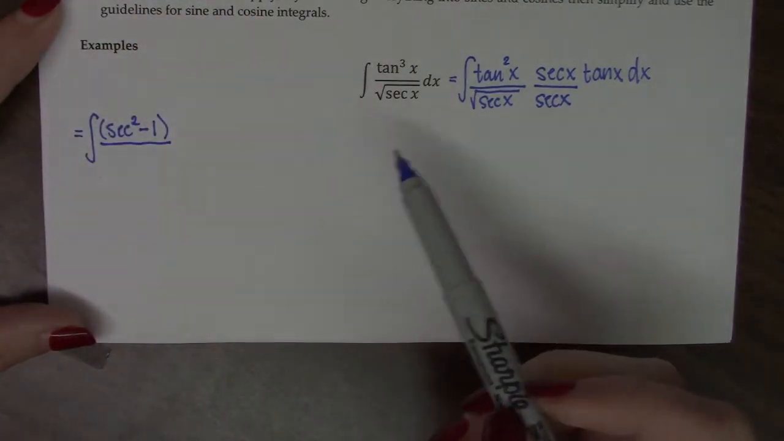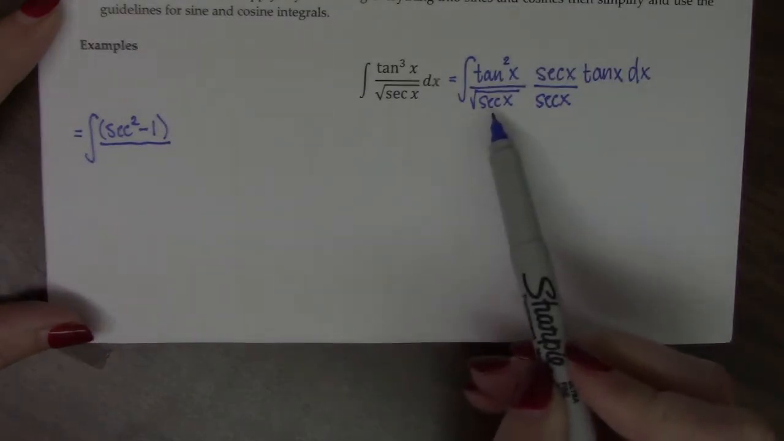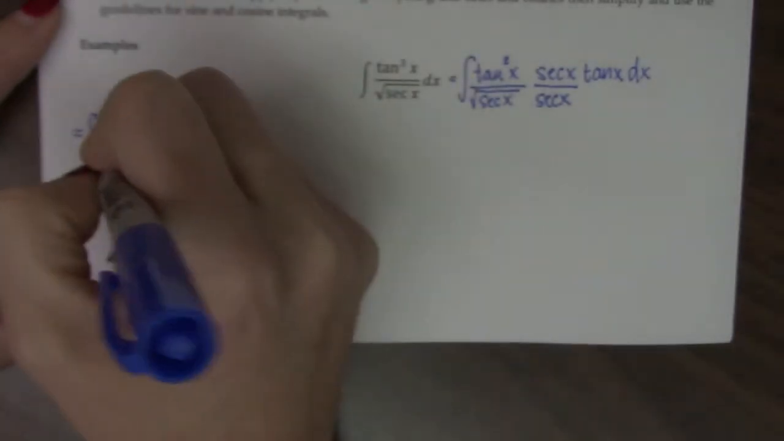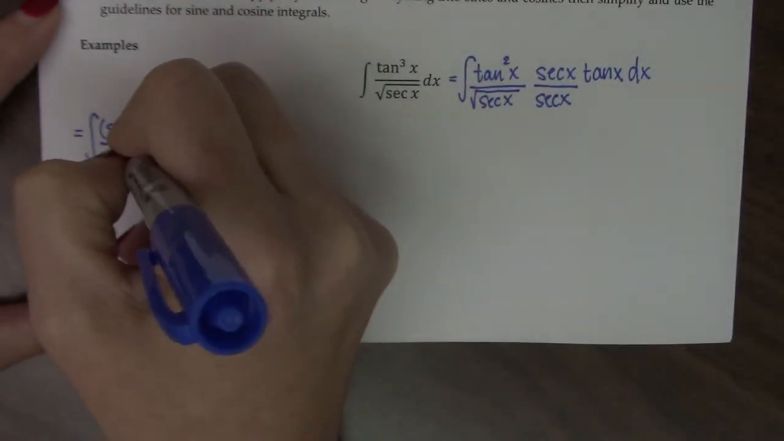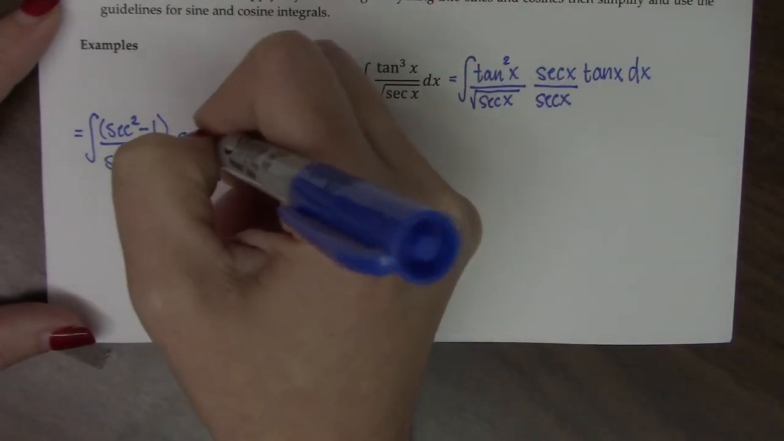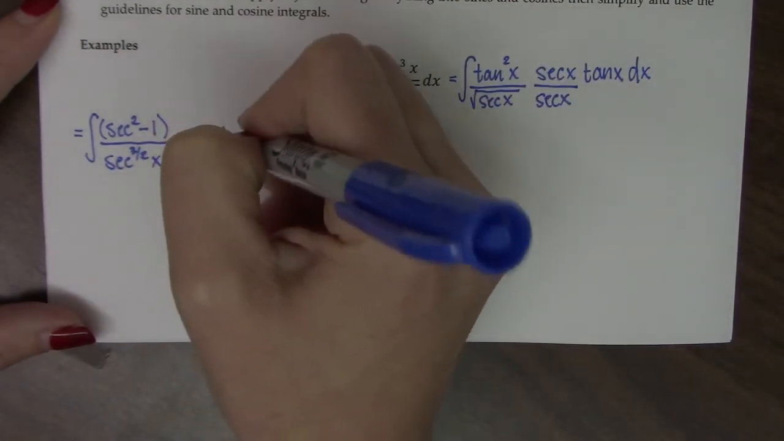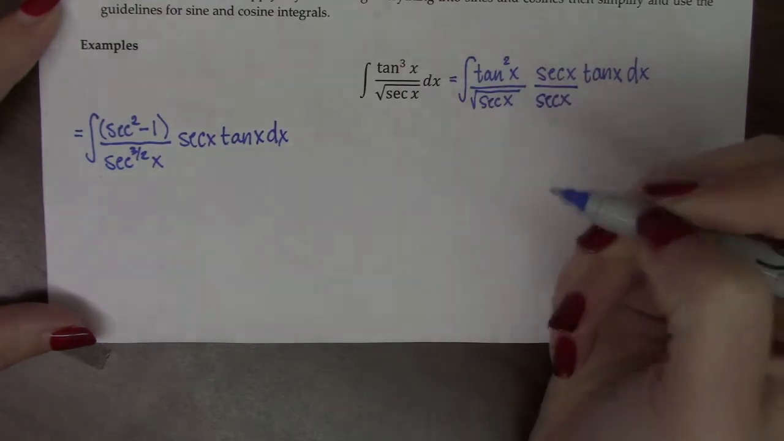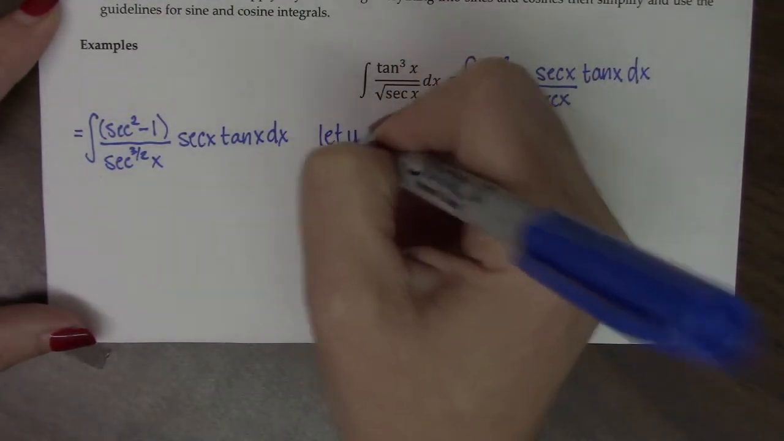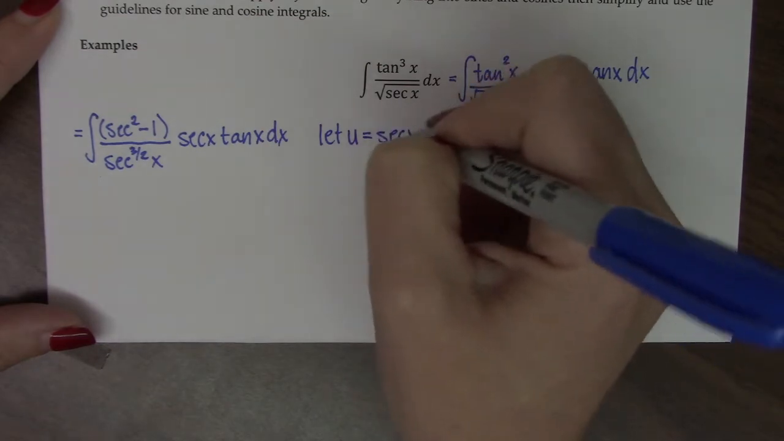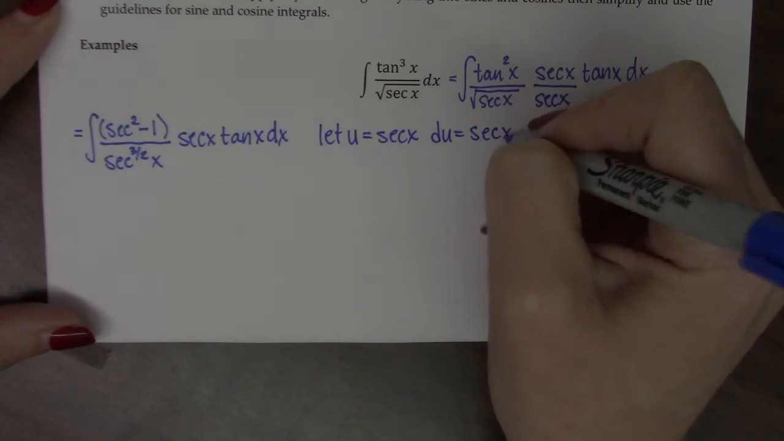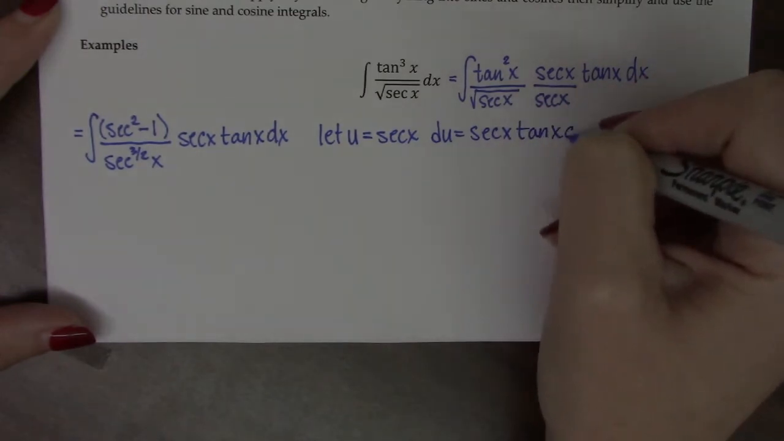I have in the denominator now a square root of secant x, so that's secant to the 1/2 times secant to the 1. So in the denominator, what I have is now secant to the 3/2 x. I'm going to leave my secant x tangent x, and now I'm ready to do a u substitution. So we're going to let u be secant of x. Our du is secant tangent x dx.